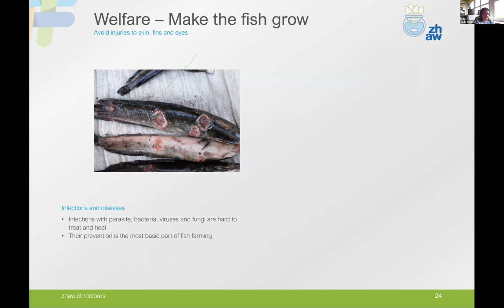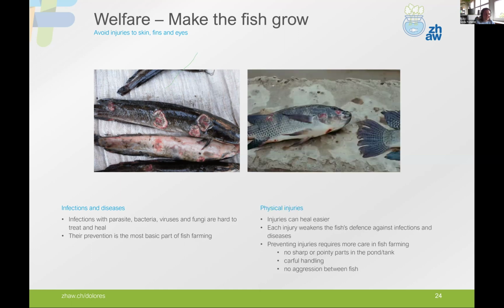We had it that you should avoid diseases and illness if you want to keep them well, and also try to avoid injuries, because they basically lead the way for bacterial, viral and fungal infections. And each little injury, again, adds a stressor. To prevent injuries in your system, make sure that there are no sharp or pointy things in the tank. If you handle the fish, handle them as carefully as you can. Many injuries also stem from the fish themselves, because they are aggressive towards each other and bite each other. If we can avoid that, and you see that your fish have no injuries on the skin, fins, and eyes, that's a very good point to start from for having well fish that will grow very fast in a very efficient way.